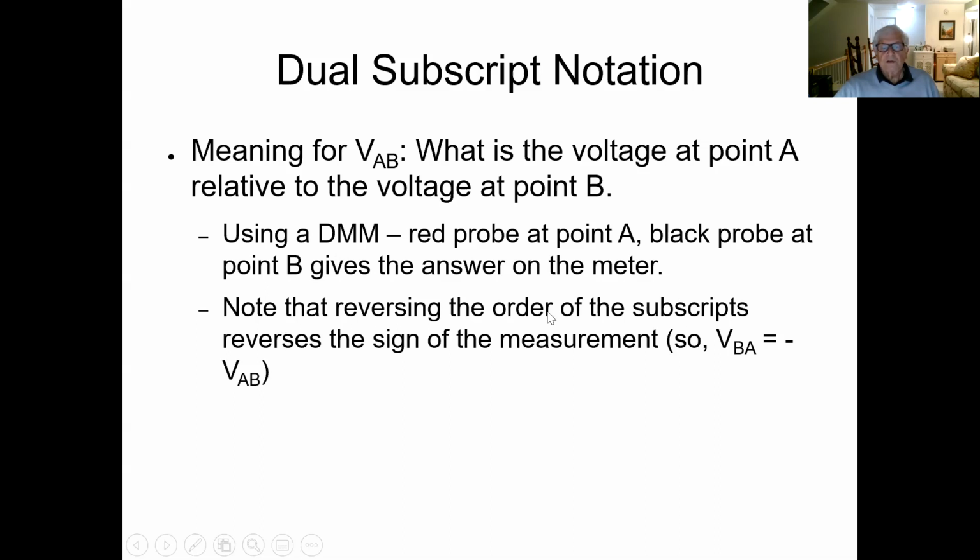So if we reverse the order of the subscript, it basically reverses the sign. In other words, if we took a measurement of A and B, and then we reversed the probes, we get the negative number instead of the positive number. They'd be the negative of each other.